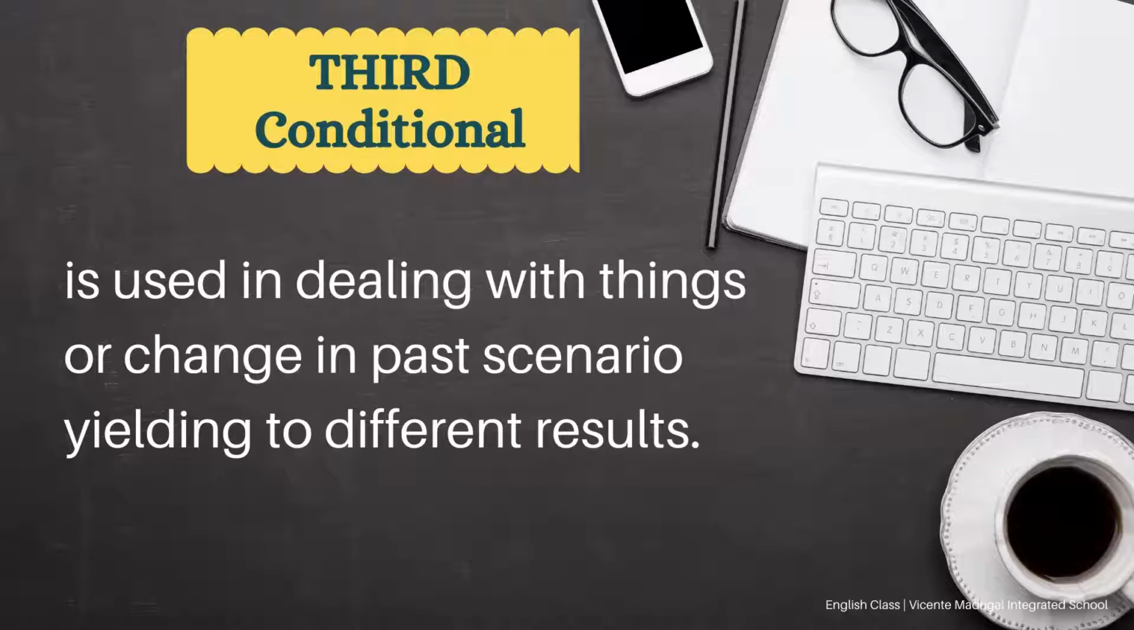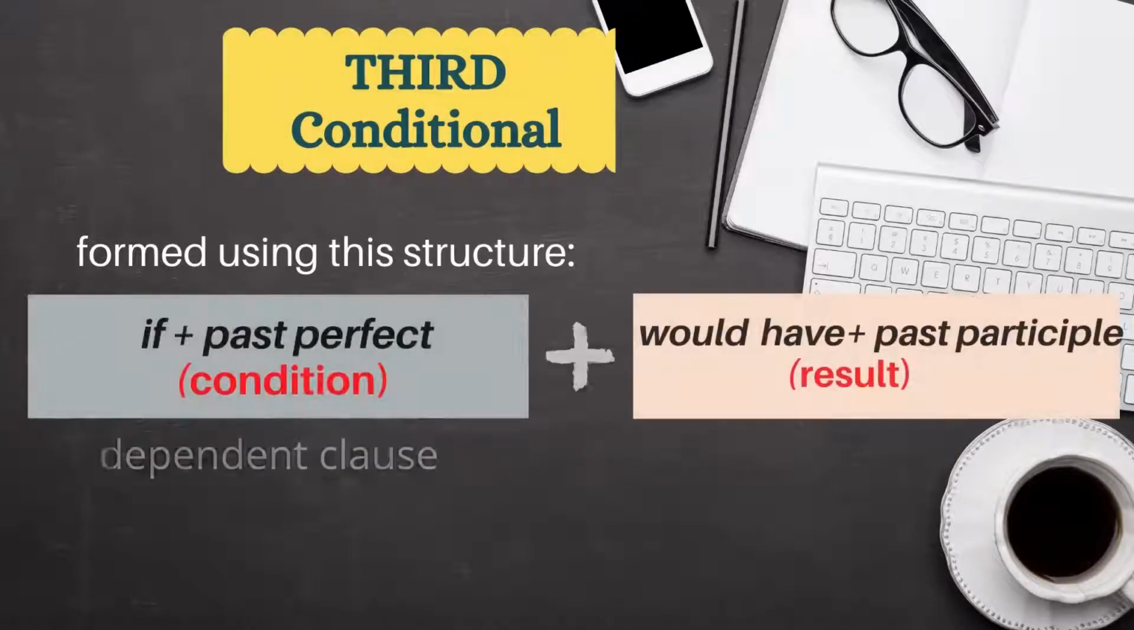Like the saying, we cannot change the past. Let's say third conditionals are those things that we regret in the past because we did or we did not do them. It is formed using this structure.